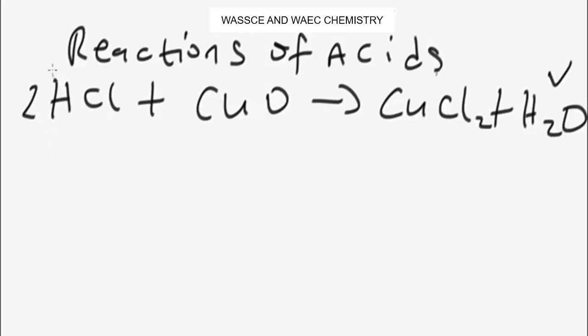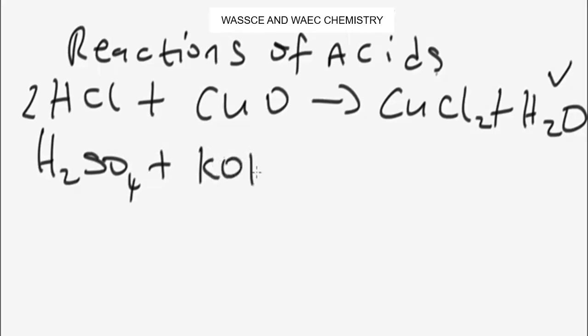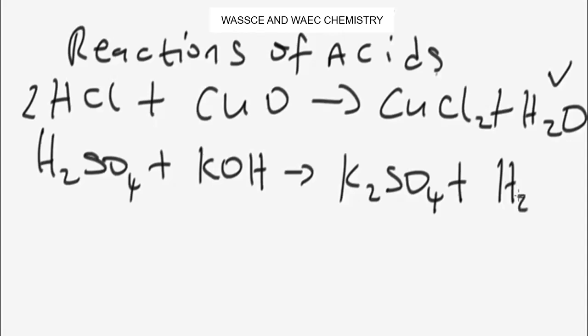Now another typical example is when sulfuric acid reacts with potassium hydroxide. This reaction will give us potassium sulfate plus water. So all you have to do here now is to balance this chemical equation.